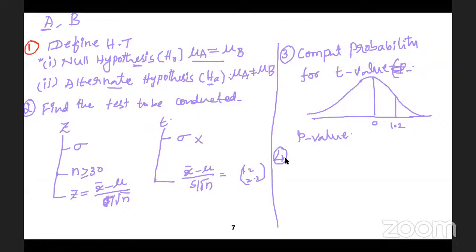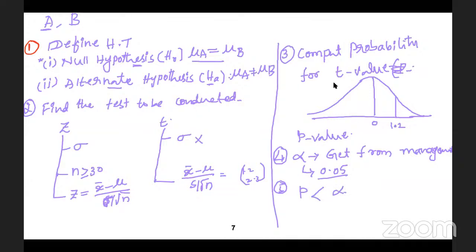Then the fourth step is something called alpha. Get the alpha value from management. Generally the alpha value would be 0.05, which is the standard value in the industry. The fifth step is to compare the p value that you got in step 3 with the alpha value.